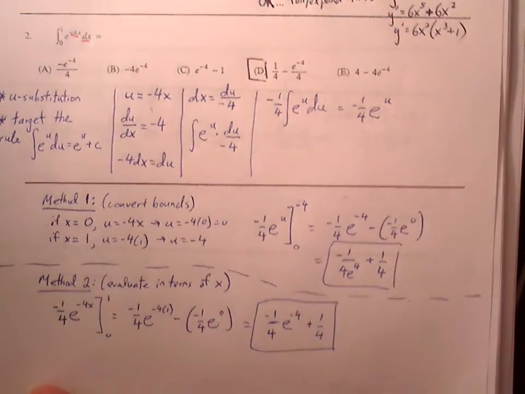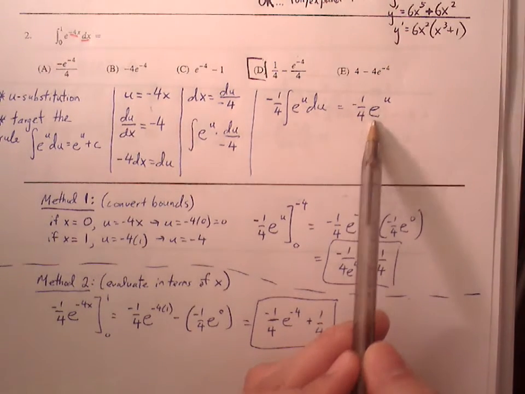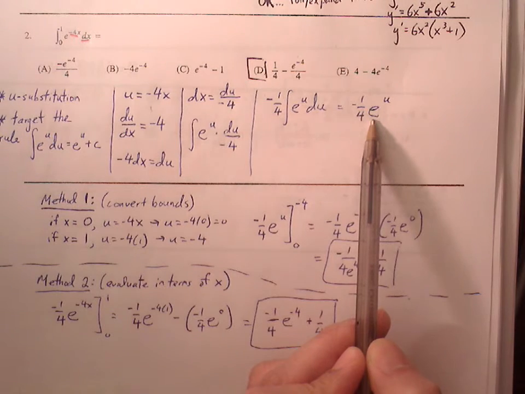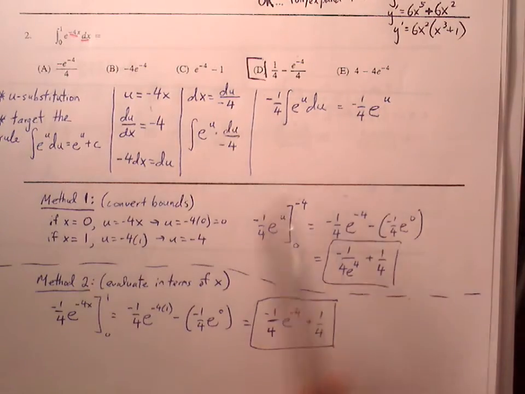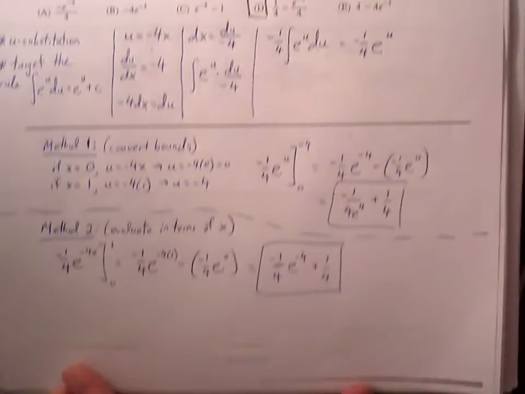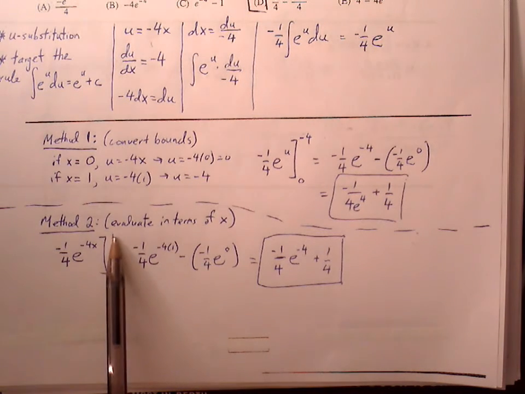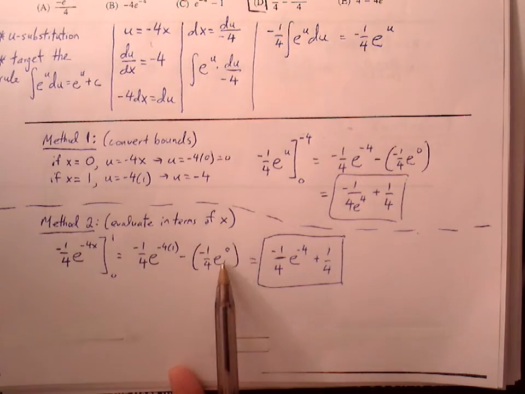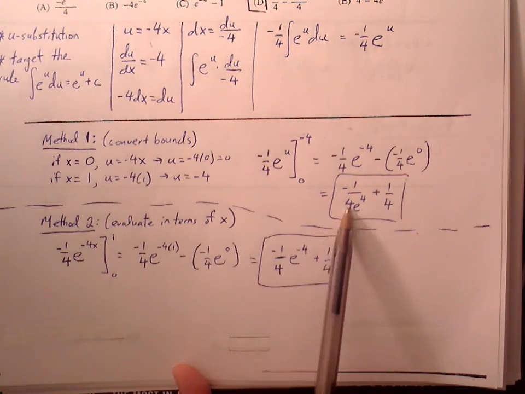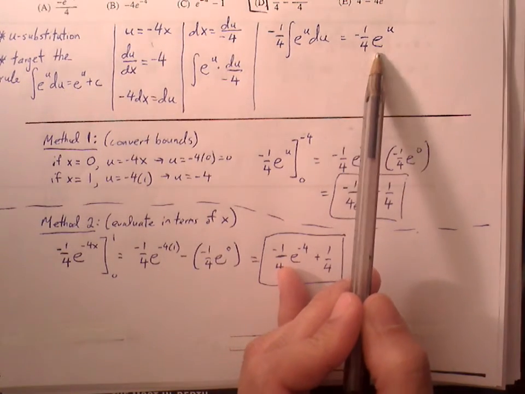The other option is we can go ahead and convert all this to be in terms of x. If we do that, then we can rely on the original bounds provided in the problem, the 0 and the 1. So the second method is let's turn this u back in terms of x, and then we can evaluate the bounds using our original x values. So the original x value of 1 gets plugged in for x. We get negative 1 over 4 e to negative 4, minus plug in 0 in for x. We get plus 1/4, and we get the same answer. So either method is fine. What you don't want to do is use 0 and 1 for this antiderivative.